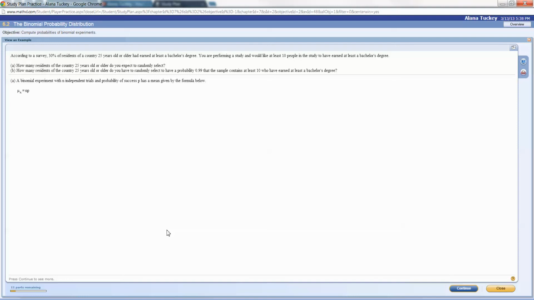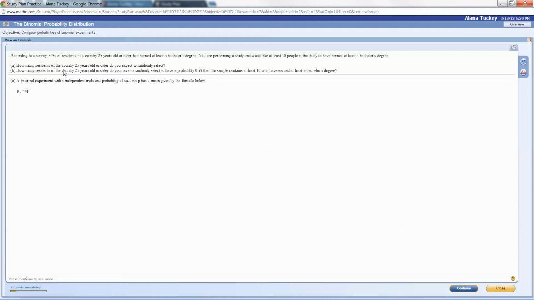So I received a question about this problem, and I think it's a good one to go over together because I think it's kind of tricky. According to a survey, 30% of residents of a country 25 years old or older have earned at least a bachelor's degree. You're performing a study and would like at least 10 people to have earned at least a bachelor's degree. How many residents of the country 25 years or older do you expect to randomly select?